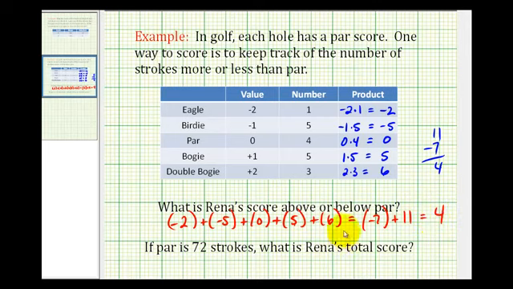And in golf, to emphasize that this is actually 4 strokes above par, sometimes the score will be written as +4. So if par is 72 strokes, what is Rena's total score? Well, if par is 72 and she scored 4 strokes above par, it would just be 72 plus 4, which would equal 76.